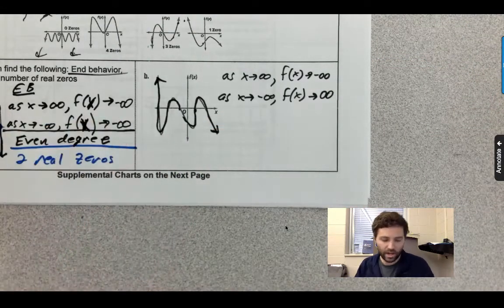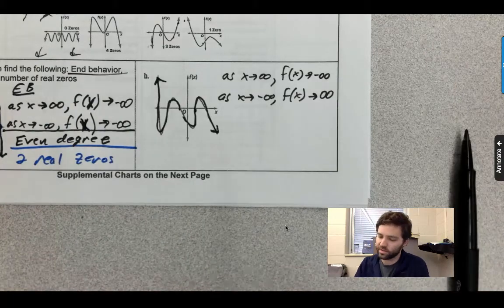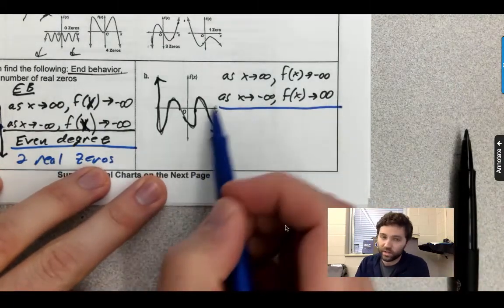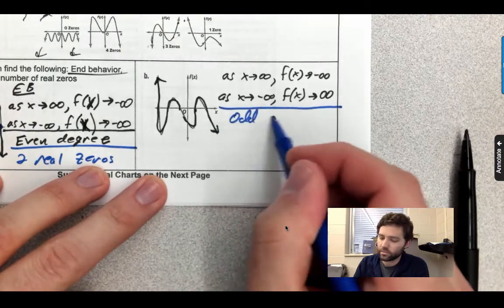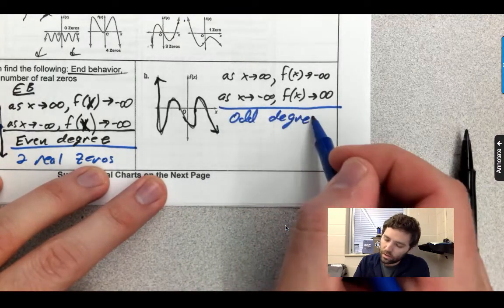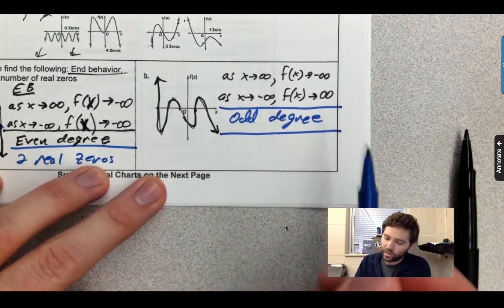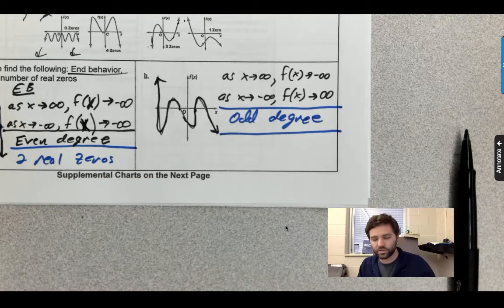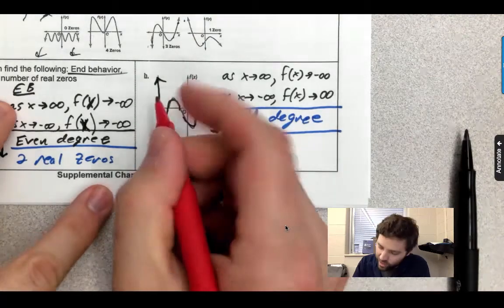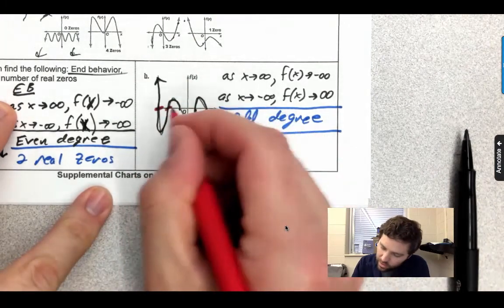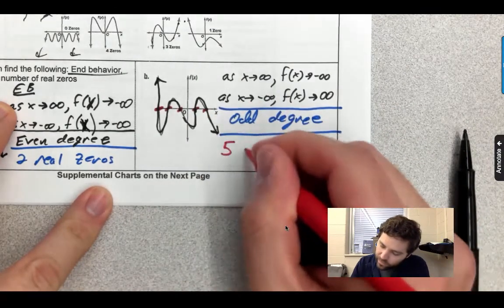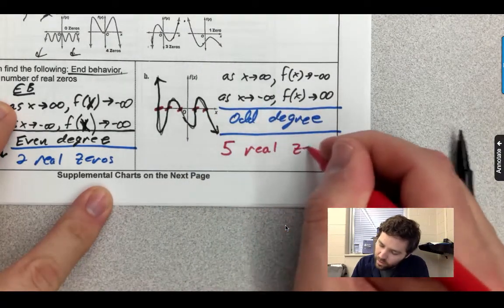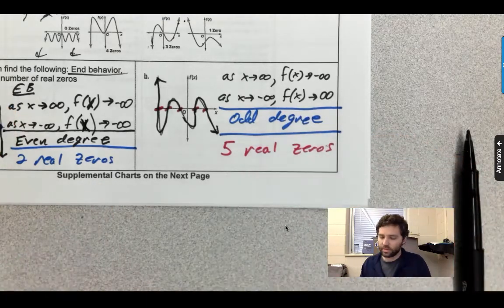Okay. Now we're going to check and see if it's even or odd. Because it's ending in opposite directions, we know that it's an odd degree polynomial. Last one. How many real zeros are there? Again, real zeros show up as x-intercepts on the graph. So we've got 1, 2, 3, 4, 5. 5 real zeros. All right.